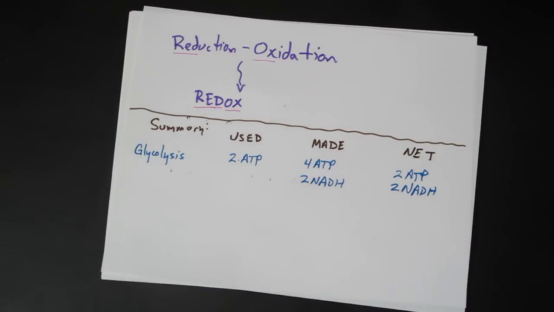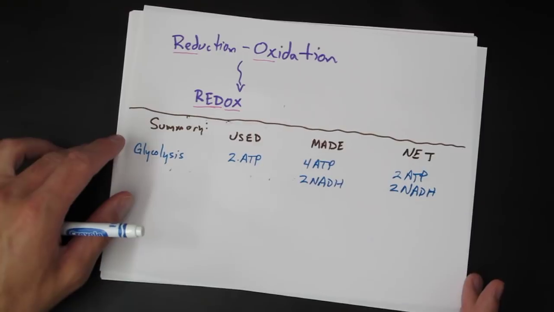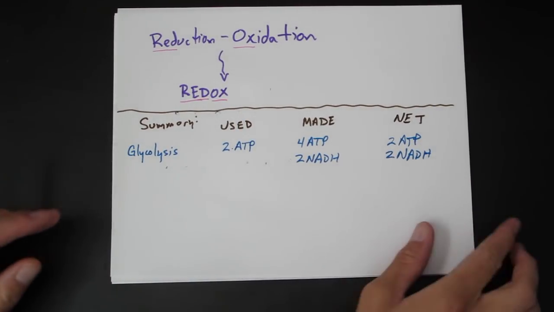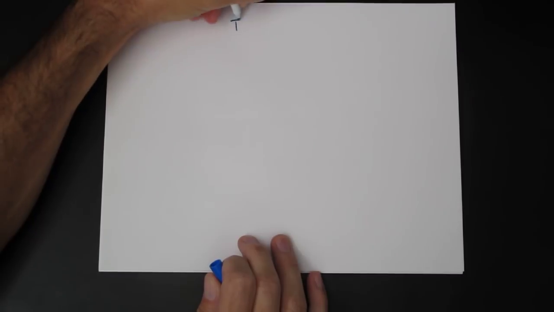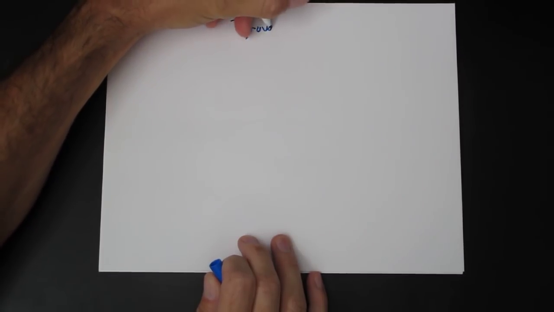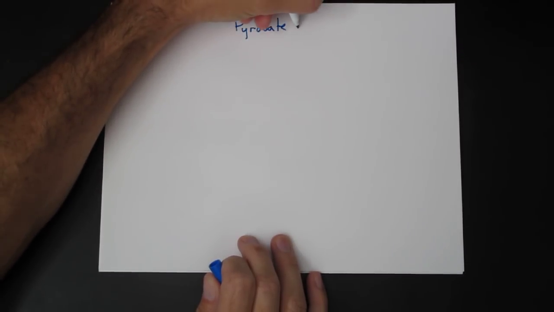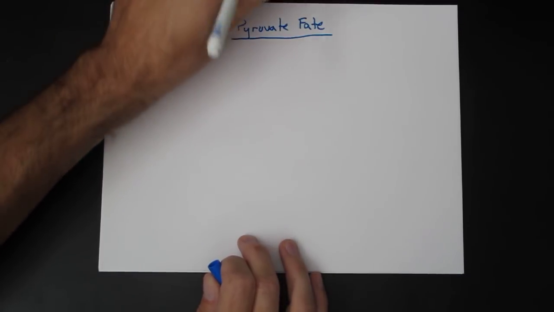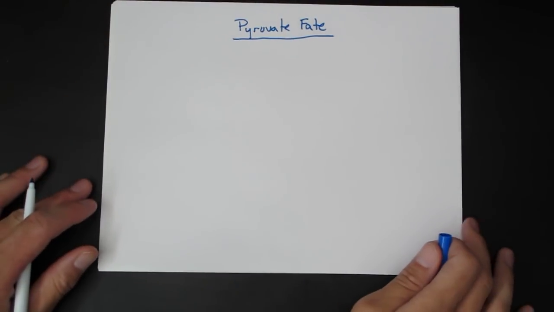What happens to that pyruvate next? This process is called Pyruvate Fate. I'm going to go ahead and put this summary sheet aside. We're going to come back to that. And the next thing that we want to look at here is Pyruvate Fate. So, in other words, what happens to pyruvate next?